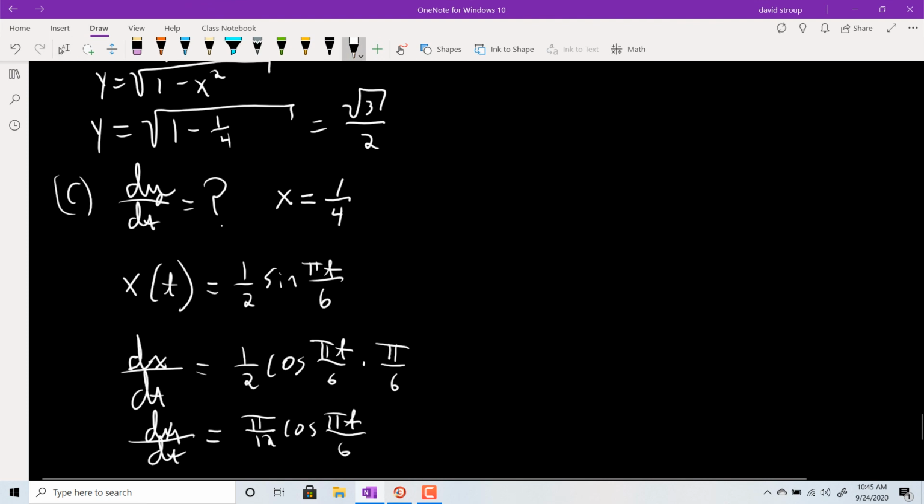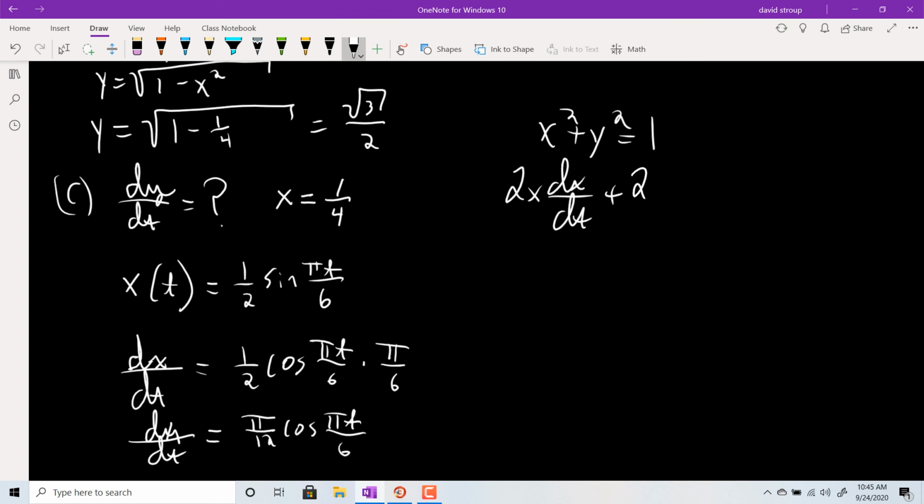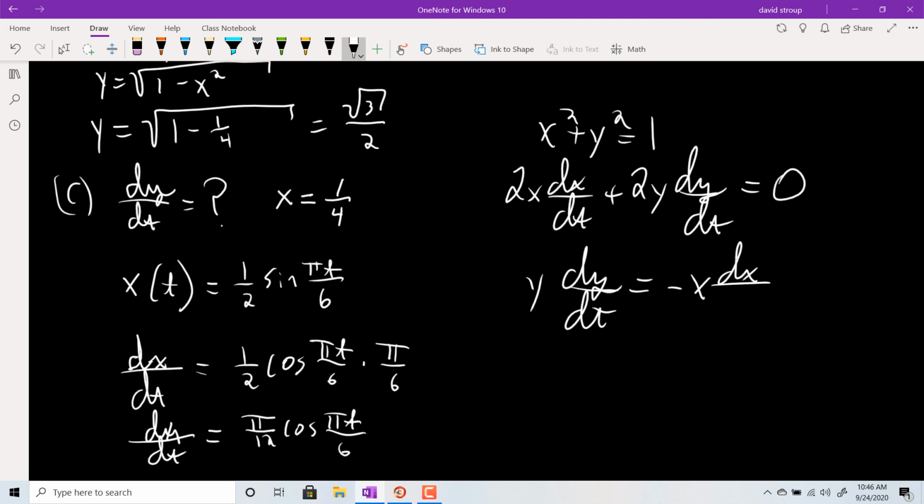Ultimately, we're going to want to use that x squared plus y squared equals 1 formula to get a related rates problem. So how is this going to work? It's going to be 2x dx with respect to dt plus 2y dy with respect to dt equals 0. And then we can solve for dy with respect to dt. Divide everything by 2, then move the x dx with respect to dt, and then finally divide everything by y, and we'll have a nice formula for dy with respect to dt.